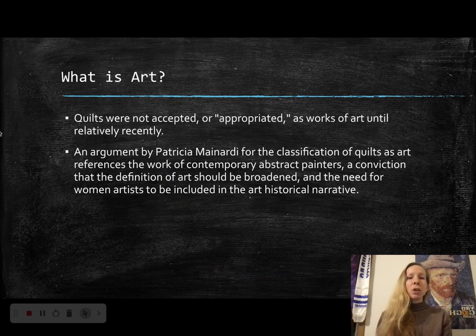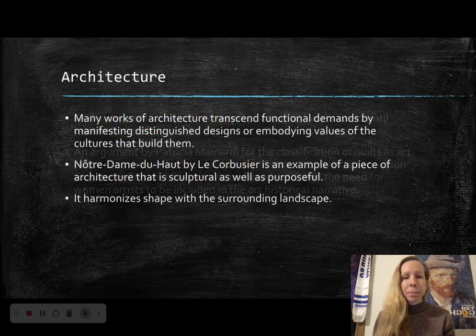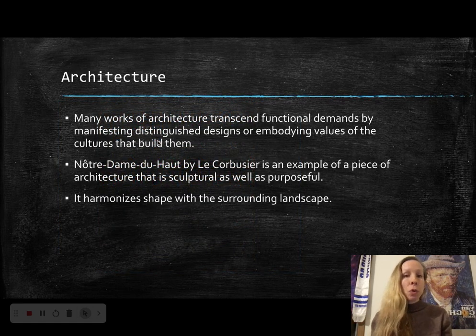So if we're looking at quilts, we can see that what maybe was not considered art at one time is considered art today. Quilts were not accepted or appropriated as works of art until relatively recently. So our definition of art does change over time. Okay, and we're going to look a lot at architecture.